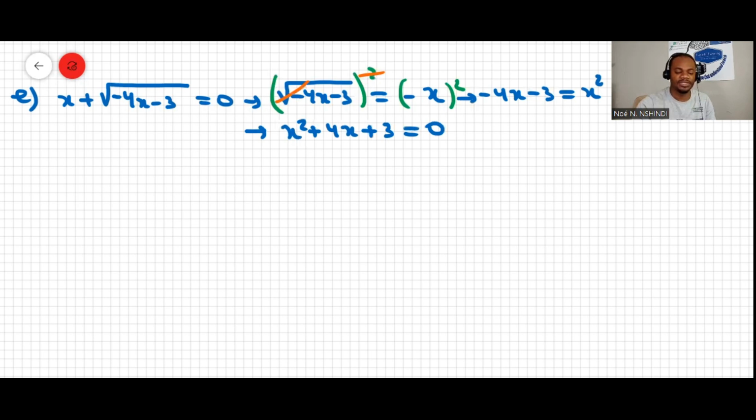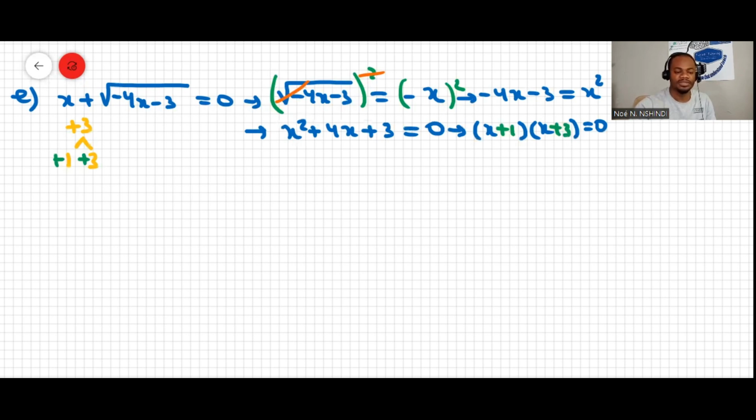Now the last term here is just positive 3, and the factors of 3 are 1 and 3, and then we can factorize this if we can have positive 4, if it's a positive 1 and a positive 3.